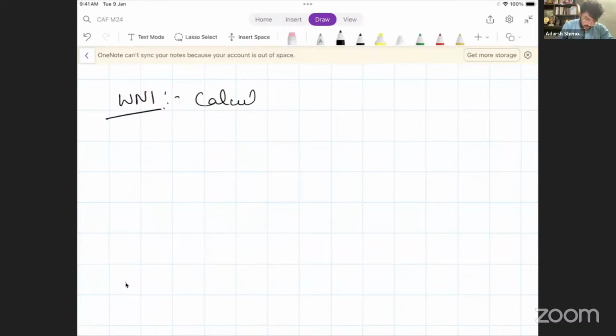Working note 1, calculation of equity shares to be issued. You'll understand more when we do the question, okay? Pay attention.